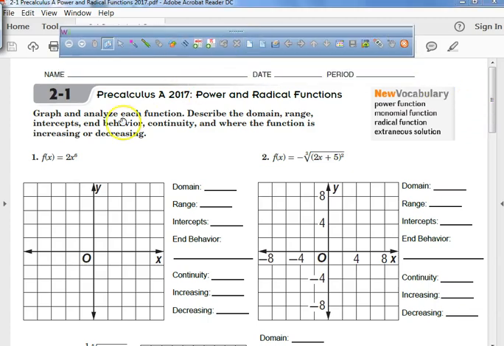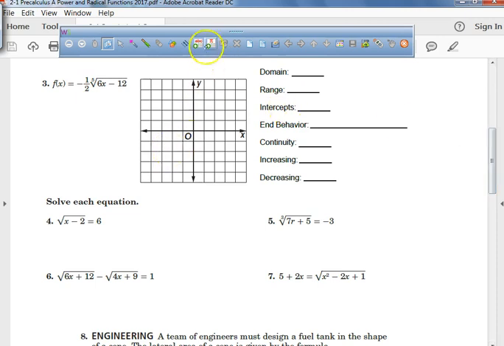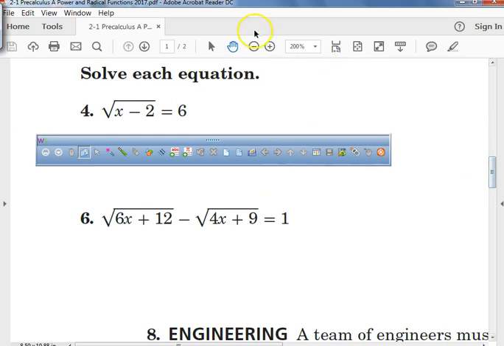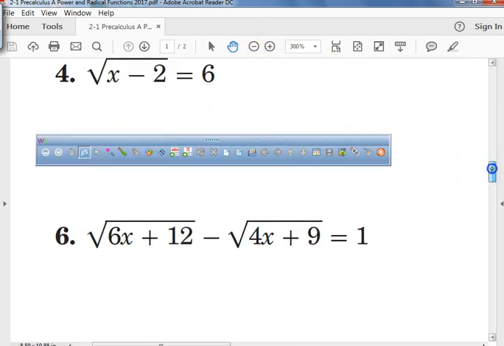All right, guys, we're continuing Chapter 2, Section 1, dealing with powers and radical functions. What I need you guys to do is put problem number 6 in your journal.